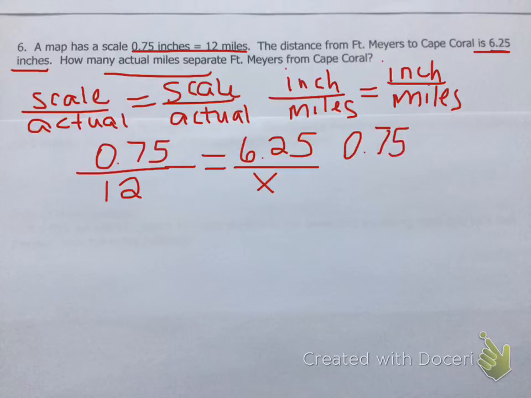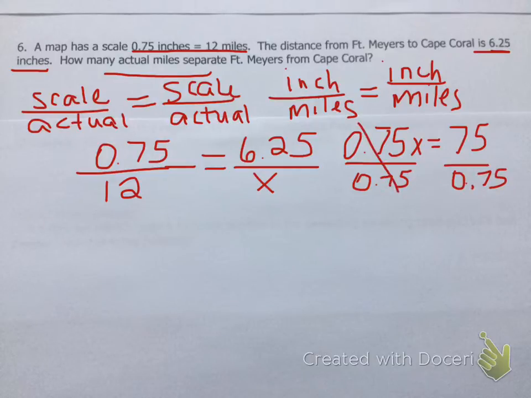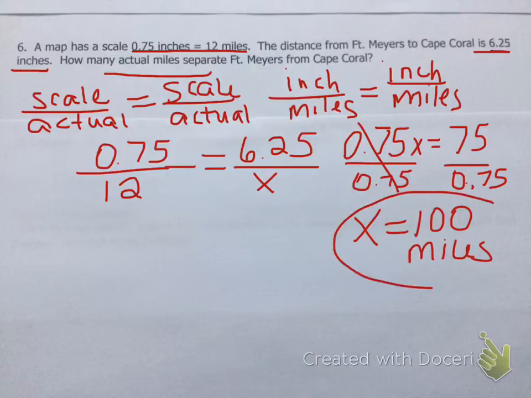0.75 times x is 0.75x. 6.25 times 12 equals 75. One-step equation. Divide by 0.75, or 75 hundredths, on both sides. And you're left with x equals 100. And of course, you should label that miles. So the actual distance of those two cities is 100 miles.